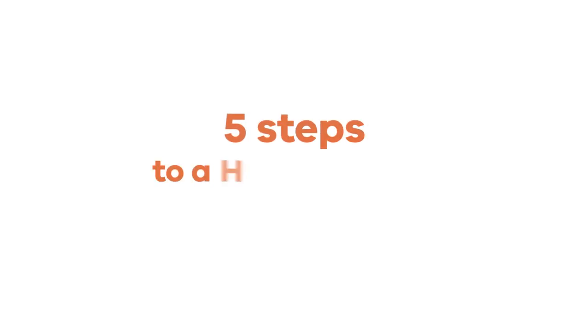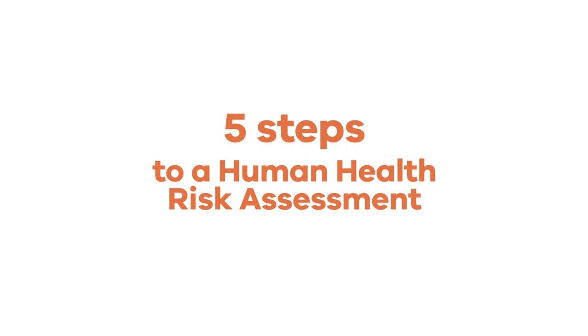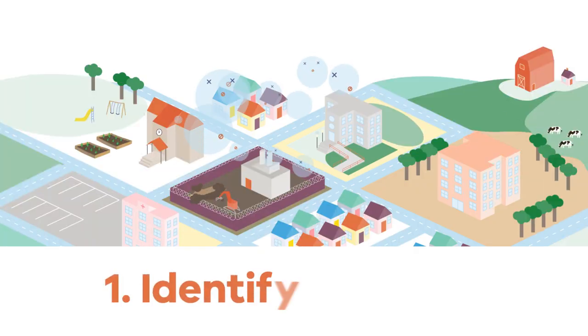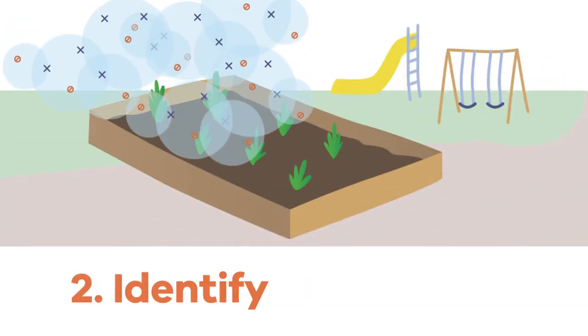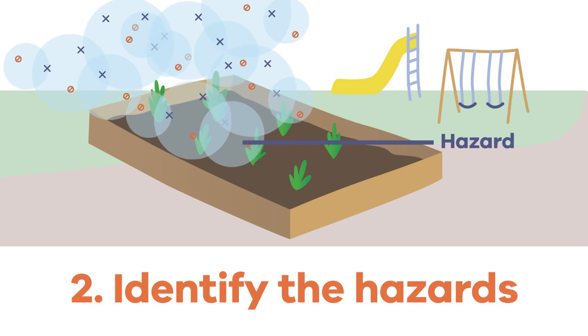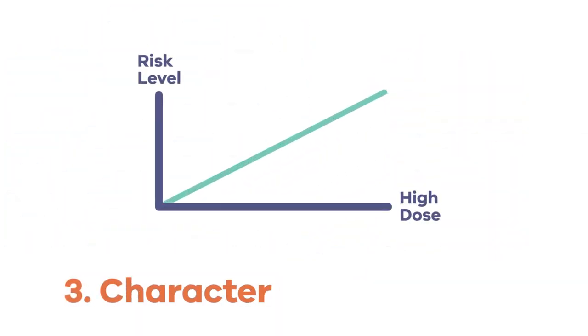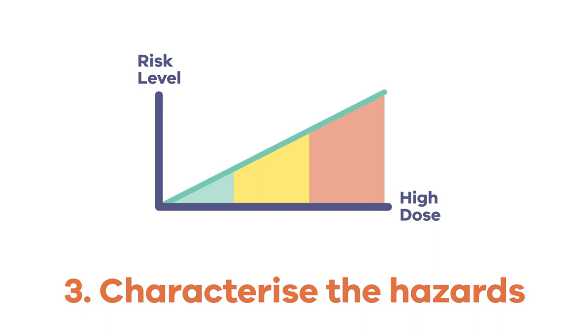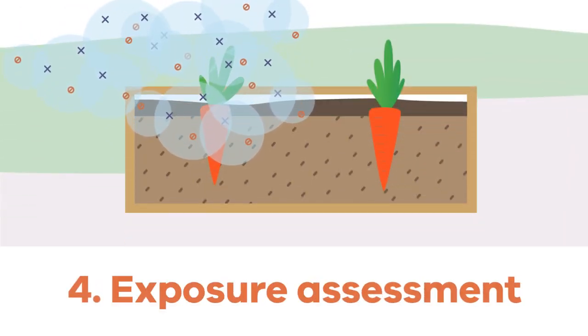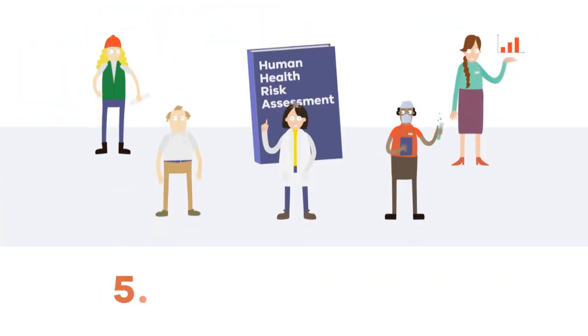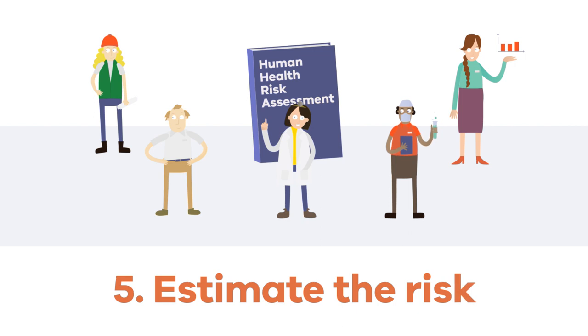There are 5 steps to a human health risk assessment. Step 1. Identify the issue and chemicals or other hazards that might be of concern. Step 2. Identify the hazards. Step 3. Understand how much of the hazard is required to cause harm. Step 4. Assess how people are exposed to the hazard, how much they are exposed to, and for how long. Step 5. Estimate the risk.